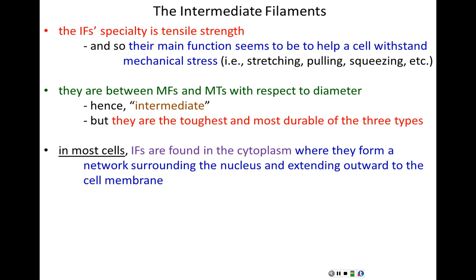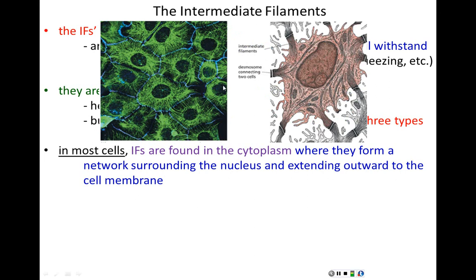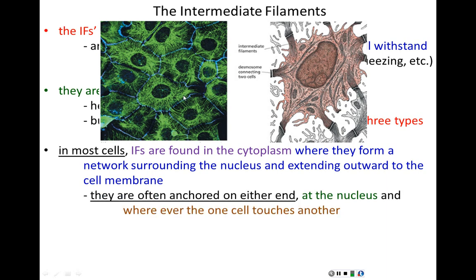In most cells, you find intermediate filaments in the cytoplasm. In the cytoplasm, intermediate filaments form their own network, which surrounds the nucleus, comes off of the nucleus, is anchored at the nucleus, and the intermediate filaments extend outward to the cell membrane. And so they are the most pervasive of all 3 types of cytoskeletal components as well. You find them lining and anchored to the nucleus on one end, and then projecting out all the way to the cell membrane and anchored to the cell membrane on the other end. The intermediate filaments are truly found throughout the cytoplasm.